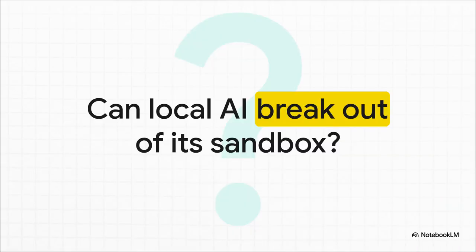Because think about this. What if your local AI could actually break out of its sandbox? Standard local LLMs are amazing for privacy, right? Your prompts never leave your machine, but they suffer from a really massive limitation. They're trapped. They're stuck inside a box built entirely out of their own past training data. They don't know the weather today, they can't read the code you're typing right now in your IDE, and they definitely haven't read yesterday's API documentation. That is, unless we actively give them the tools to do it.